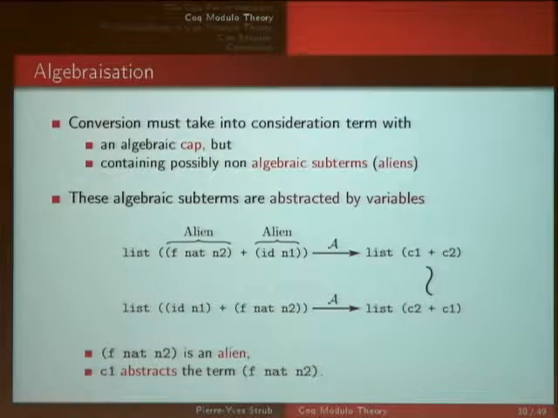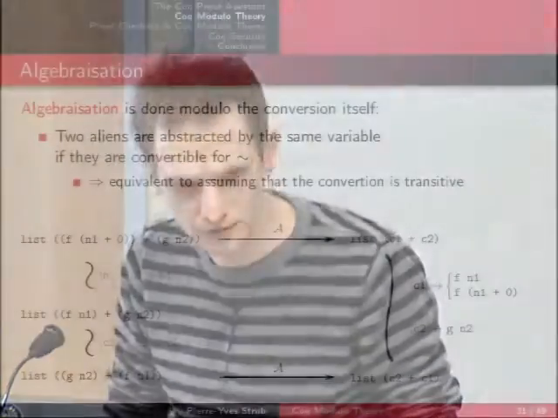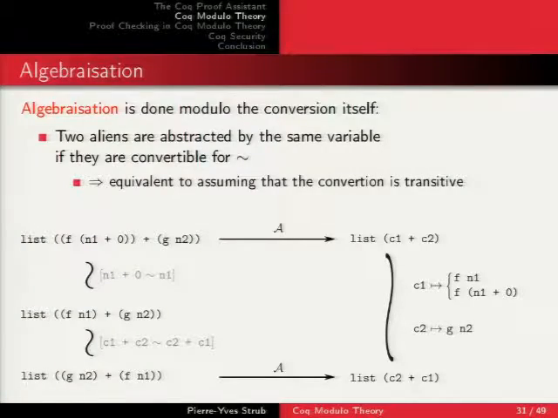So I'm solving the previous problem, but still, that's not enough. Because I want this conversion relation to be transitive, for easing the meta-theory study and for proving that this is decidable. So the question is which variable we want to choose when abstracting aliens.